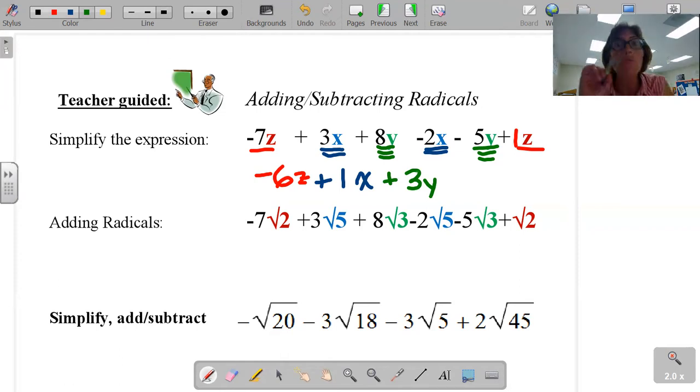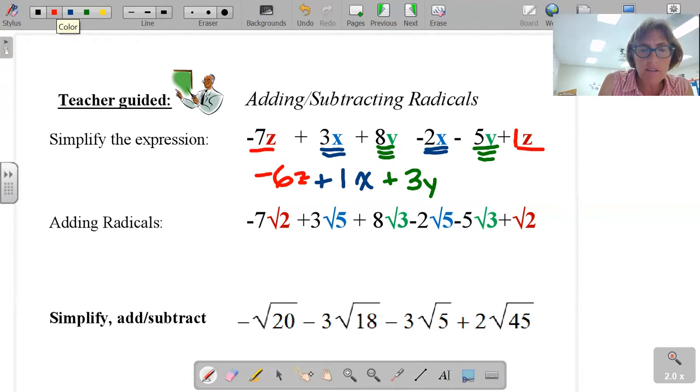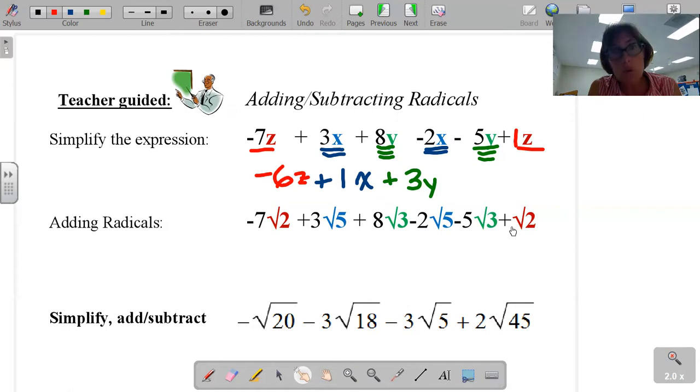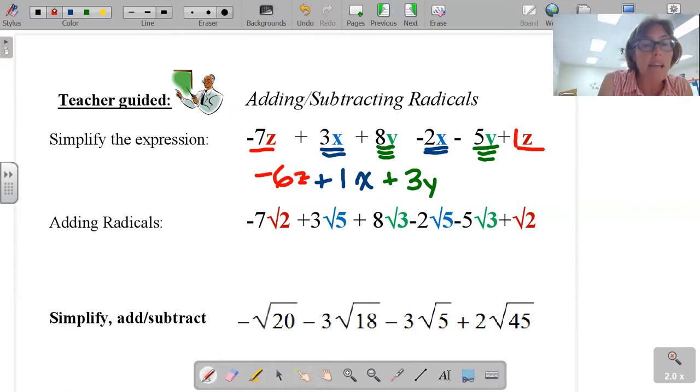This is super important. Radicals follow the same rules as variables. So if we're going to add this: negative 7 root 2 plus 3 root 5 plus 8 root 3 minus 2 root 5 minus 5 root 3 plus root 2. We do this. We collect like terms. Root 2. Technically, that's negative 7 root 2 plus 1 root 2. That's going to be negative 6 root 2.